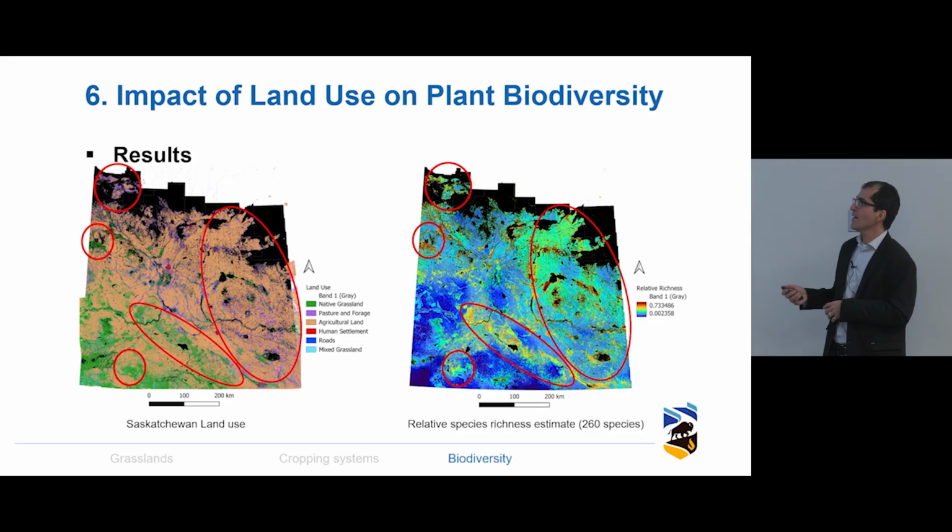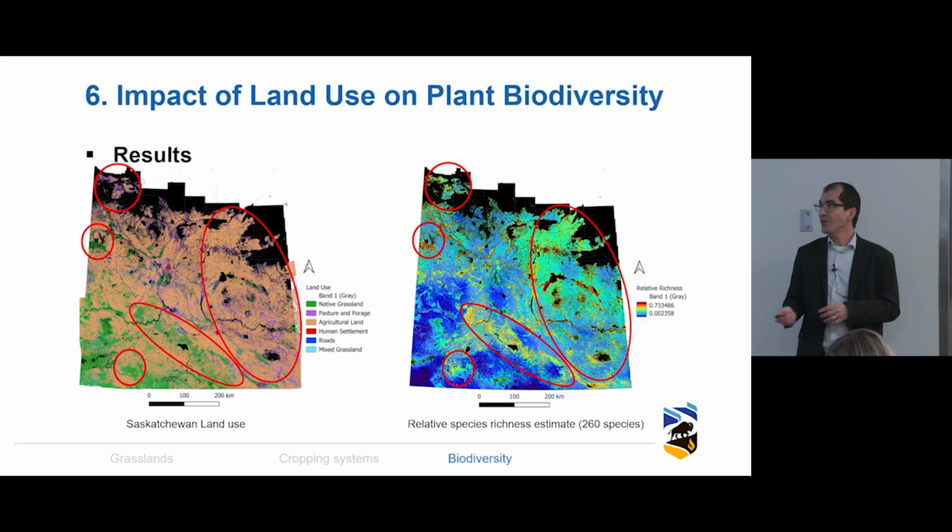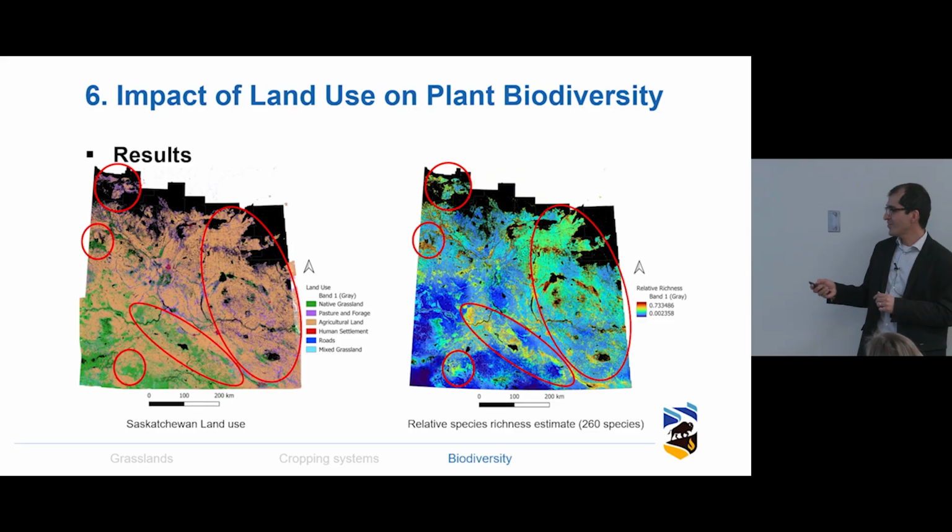One thing that you still have to figure out is this kind of artifact here. For example, we know this is grasslands. Why does it show such a low biodiversity? Okay? This could be due to low sampling in this area. So we're still assessing that, not sure about yet.